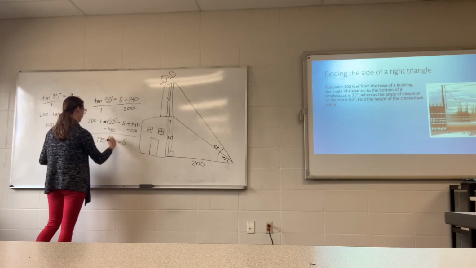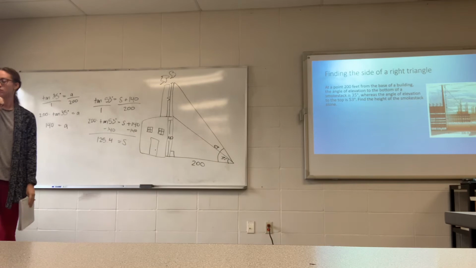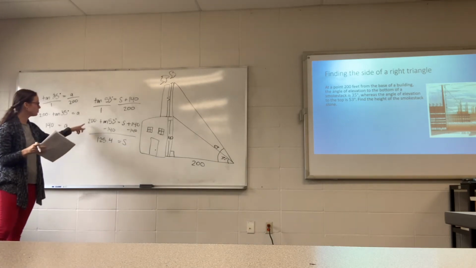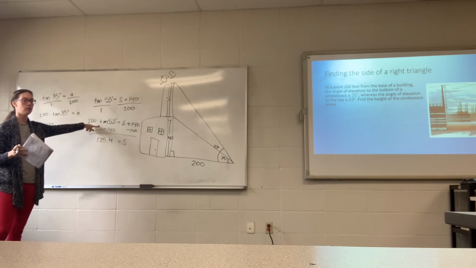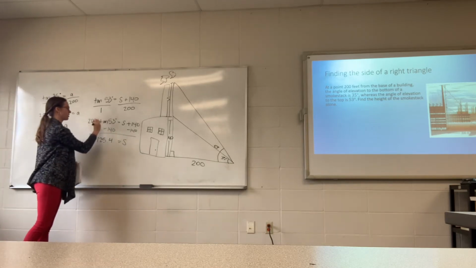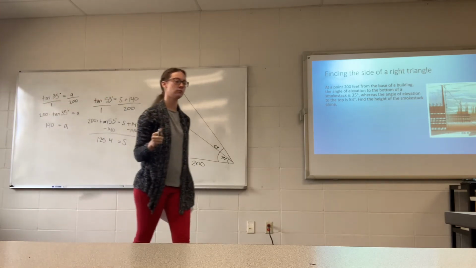125 point 4? Wait, I got 4.37. Did you type it in wrong? How do you do this? 200 times tangent of 53. Oh, I didn't do the times. Then hit enter, because then you subtract the 140 from this whole value. Oh, wait. Okay, there we go.